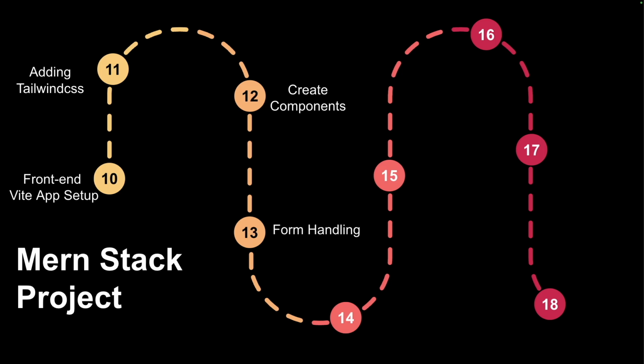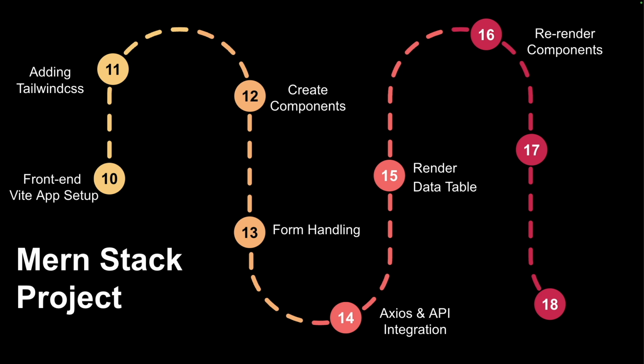Next, we will see how we can add the Axios and do the API integration, which we have built from our backend system. After that, we will see how we can render the data table. So we are going to use the data tables here and we will see how we can use the data table in React. After that, we will also need to understand about the re-rendering of the components. When we do some operations, we have to re-render our JSX. After that, we will also see how we can do the sorting onto the data table that we have created. And in the end, we are just going to test our application from front end to back end.